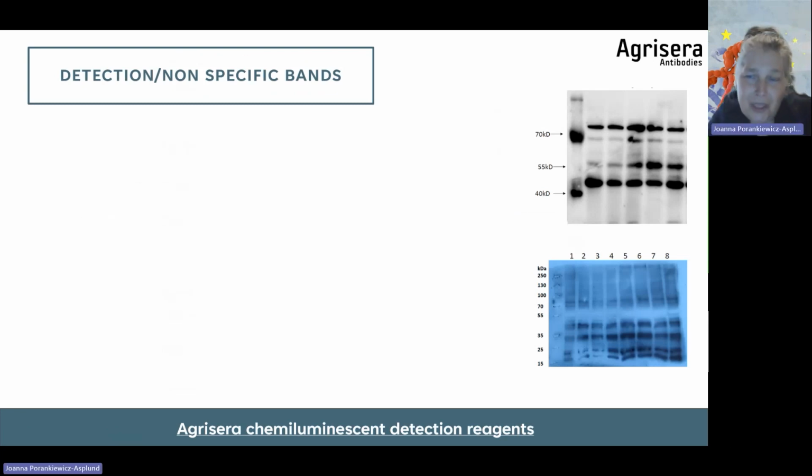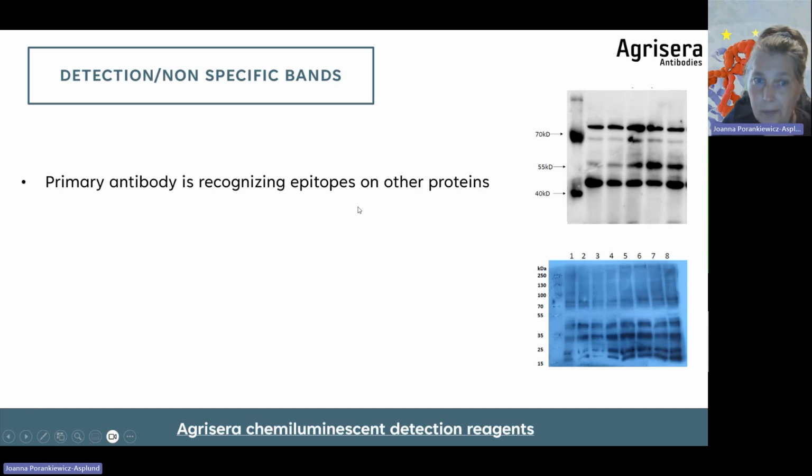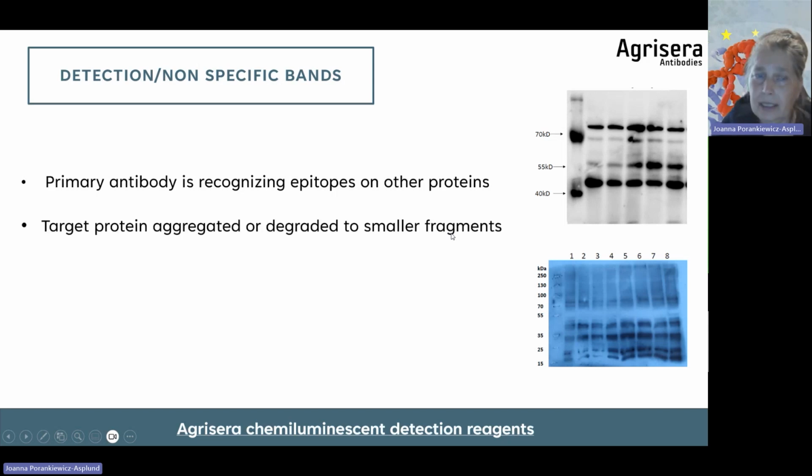And also, what is troublesome in Western blot, these are blots from just last week, which I received. It is non-specific bands, which can appear. This is quite a common problem. So, the primary antibody is recognizing epitopes on other proteins, and therefore, other bands are coming up. The target protein may be degraded or aggregated. Especially if antibodies are made to a whole protein, then we have a much bigger epitope pool which the antibody is binding to, and therefore you can have such a ladder pattern.